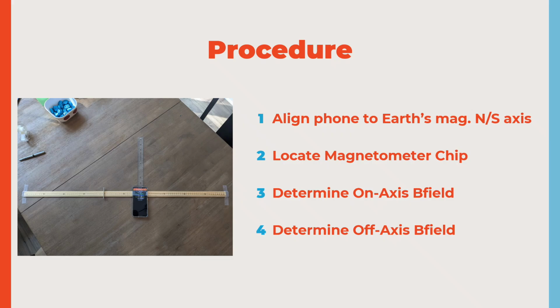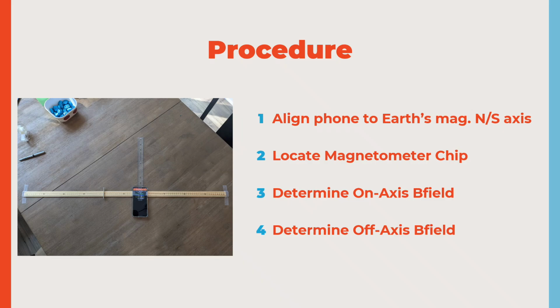So the procedure is, first we had to align the phone to Earth's magnetic north axis, which I did by rotating the phone so that the x component of the magnetic field was closest to 0. And then I had to locate the magnetometer chip, which I did by moving the phone left and right while it was vertical, to minimize the x component of the magnetic field.